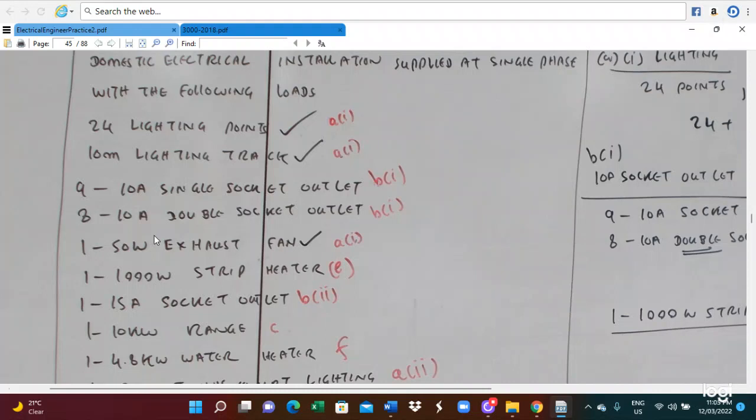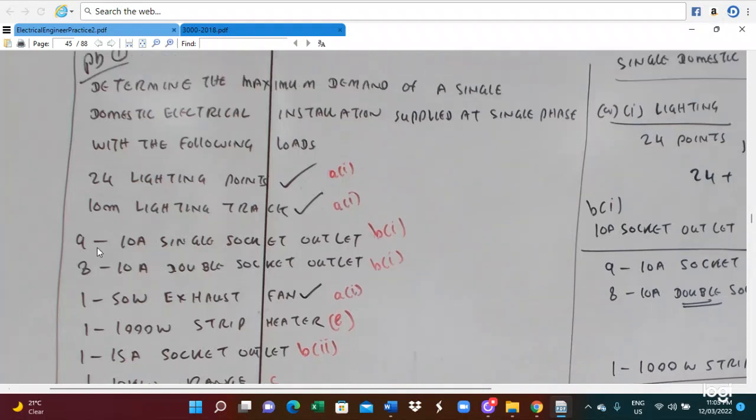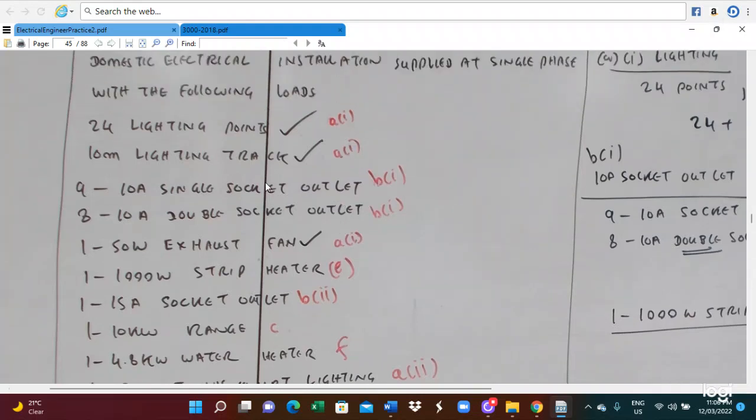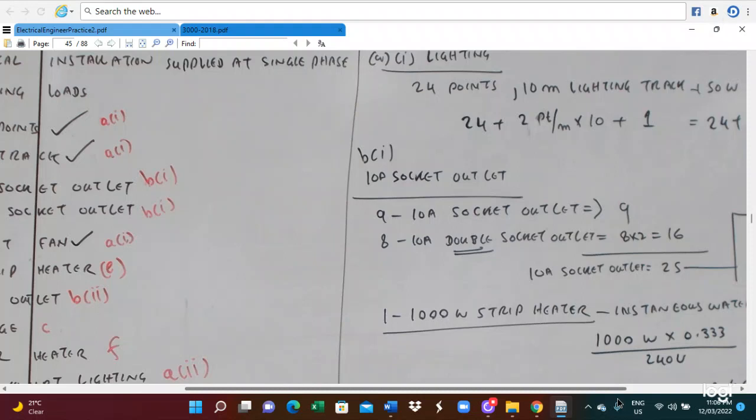So what are the light points now? They are the 24 lighting points, the 10 meter lighting track, and the 50 watt exhaust fan. So there are 3 kinds of light points: the 24 lighting points, the 10 meter lighting track, and the 50 watt exhaust fan as an equivalent light point. The 24 lighting points we count as 24 light points, the 10 meter lighting track is every 1 meter equivalent to 2 points, so 2 multiplied by 10, and the exhaust fan at 50 watts we also regard as a light point. So how many points are there?